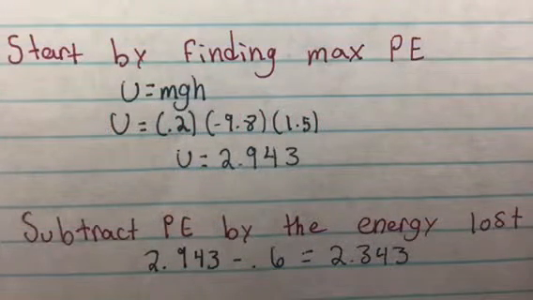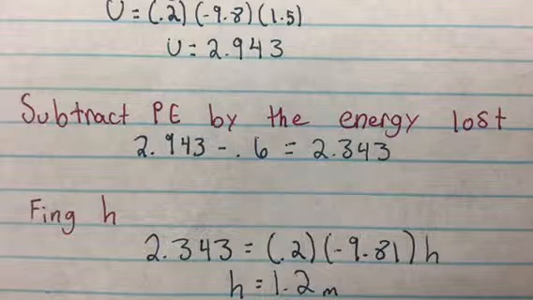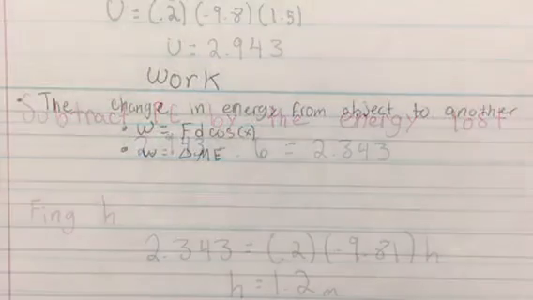Then you want to subtract 0.6 because that is the energy loss. So that will equal 2.343. Then to find h, you will use the equation U equals m times g times h. So you have 2.343 equals 0.2 times negative 9.81 times h. Once you do the math, you'll get h equals 1.2. So that is your max height, 1.2 meters.